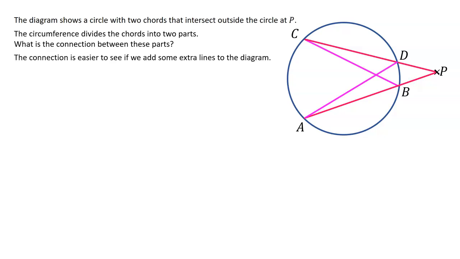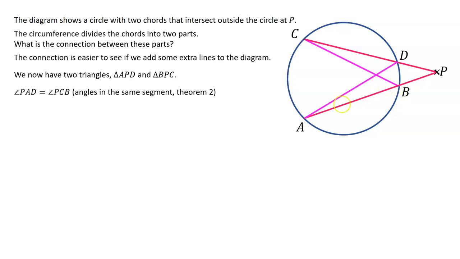I'll put some extra lines into the diagram, which give me two triangles. I've got the triangle APD and BPC. Now, I can say that PAD is equal to PCB. They're angles in the same segment of the circle.